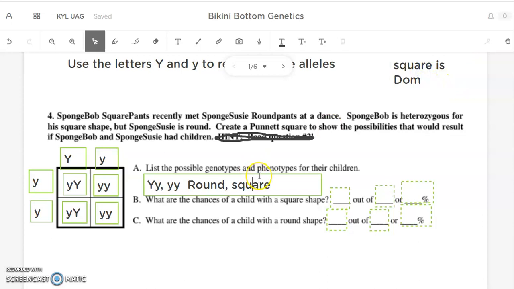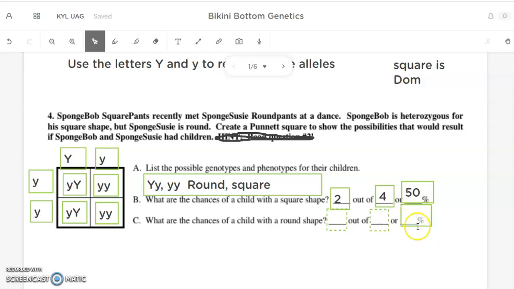So good job, Ms. Humphreys. Square is dominant, so capital, capital would be square. Lowercase, lowercase would be round. So I have both. So square shape. Square is dominant. How many boxes have a capital letter? 1, 2. 2 out of 4, or 50%.